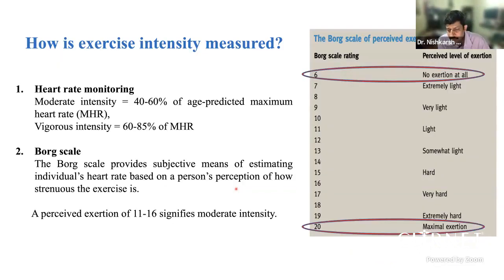Now, once we ask the patient to exercise as per the need, we need to measure the intensity of the exercise. So we have the Borg scale. We can see that 6 means no exertion at all and 20 is maximal exertion. And we also measure the heart rate. Moderate intensity should be 40 to 60% of age-predicted maximum heart rate, and vigorous should be 60 to 85%. Similarly, the Borg scale provides a subjective means of estimating exertion, with a perceived exertion of 11 to 16, light to hard, being the moderate intensity which we are looking at.